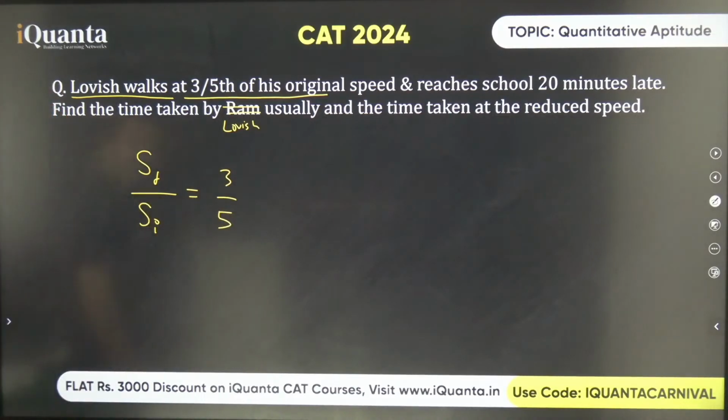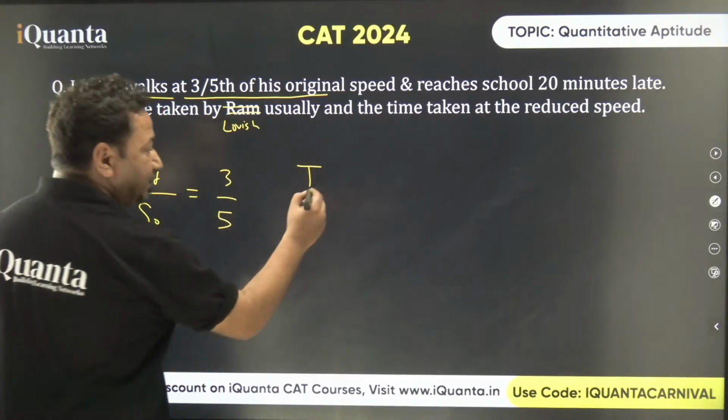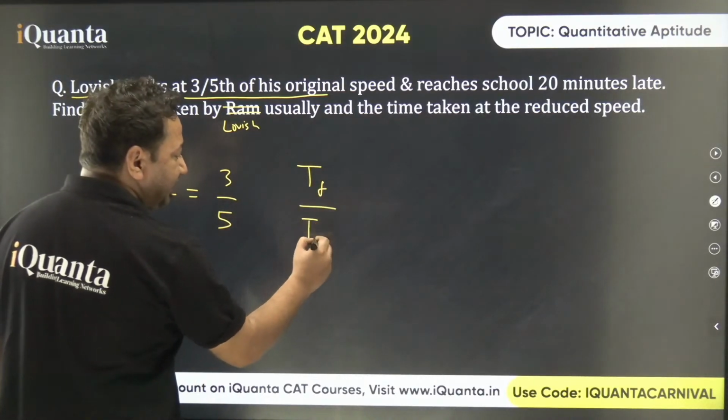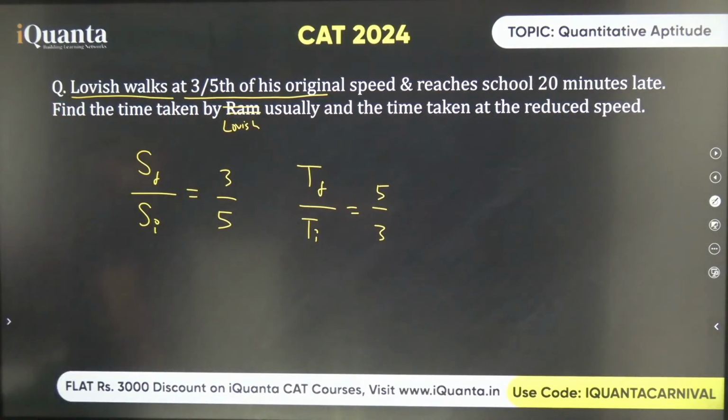Is that clear? Final speed upon the initial speed is equal to 3 by 5. That means the final time upon the initial time will be equal to 5 by 3. Isn't it? Can we say that? All right. Clear to all of you?